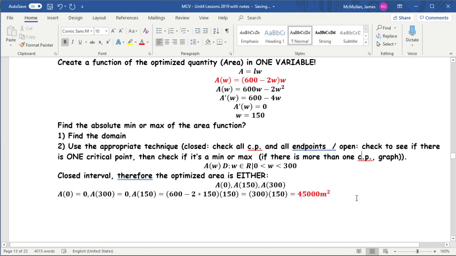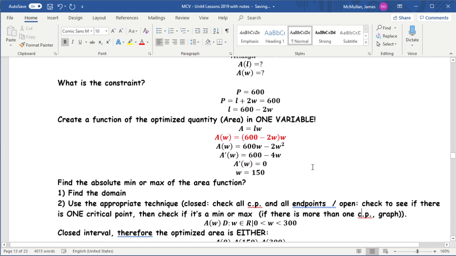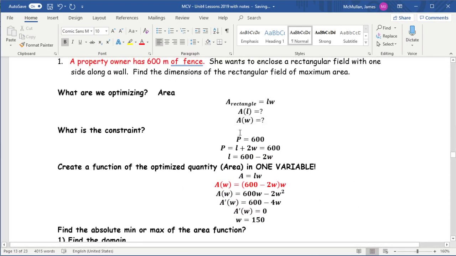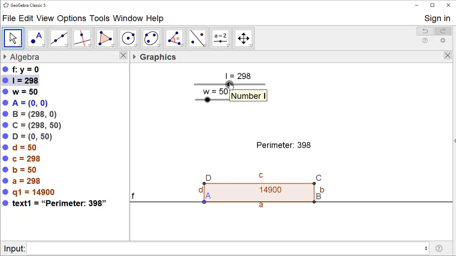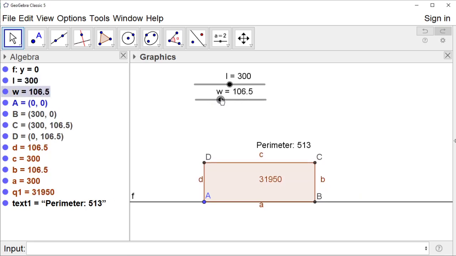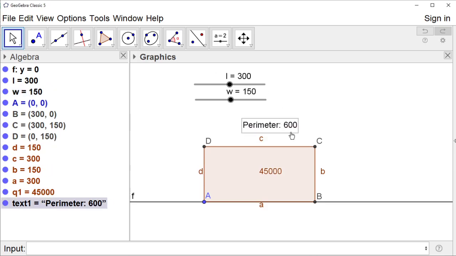Okay. Now again, I'm trying to go through it slowly and carefully to explain it, but it doesn't actually take that much work when you know how to do it. Let's go back to my diagram for a second, confirm our answer. So I suggested that the length should be 300, the width should be 150. Okay, so there you could see the perimeter is 600, the area is 45,000.